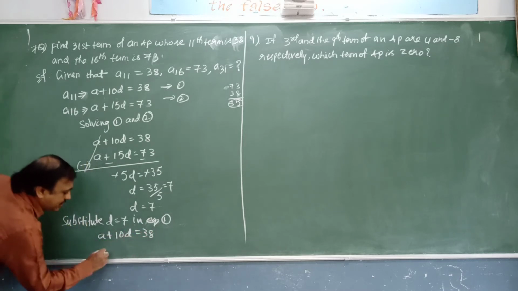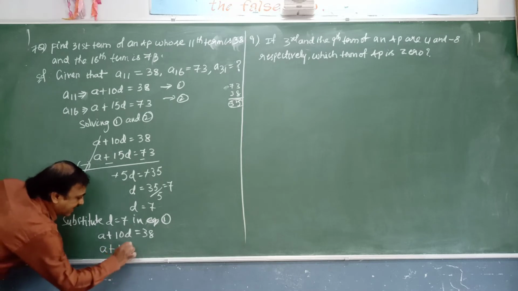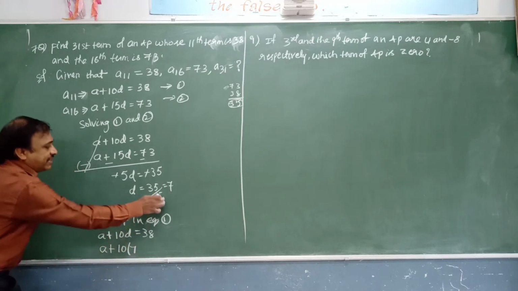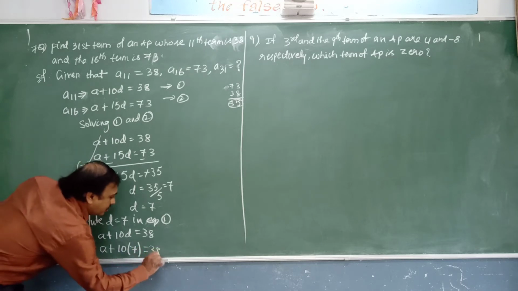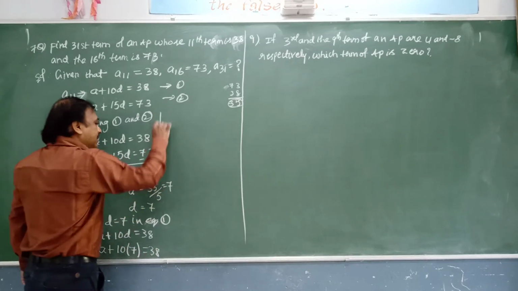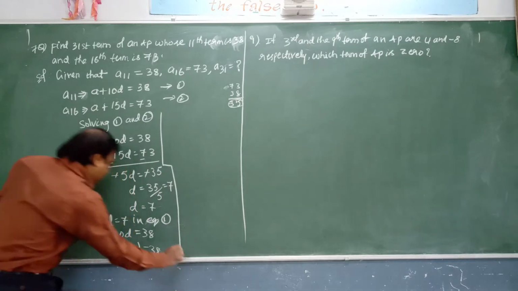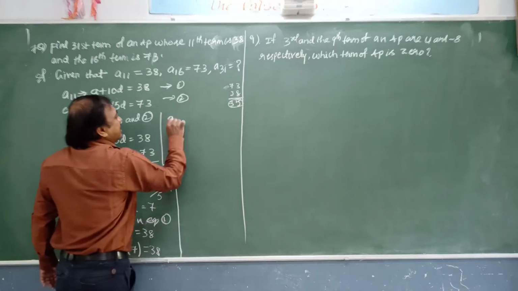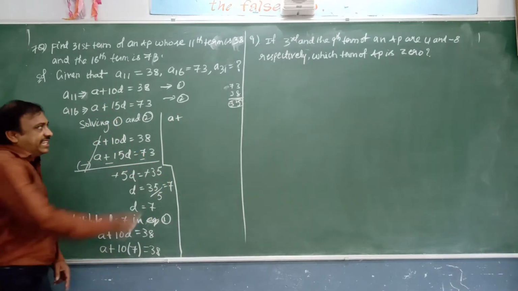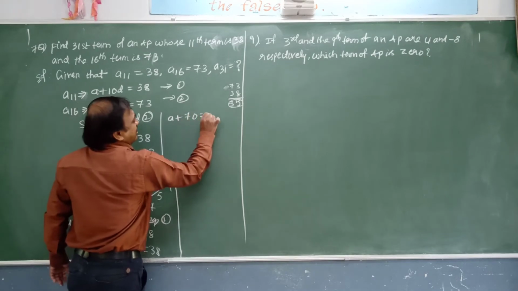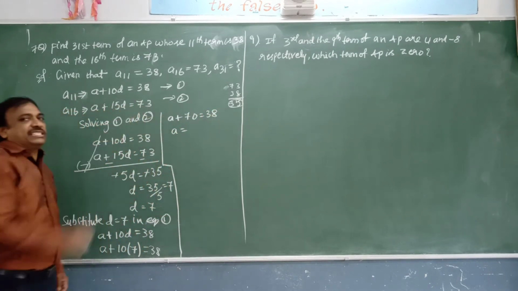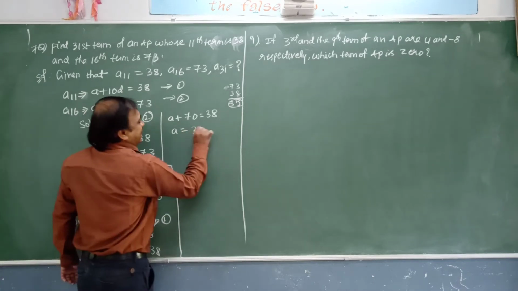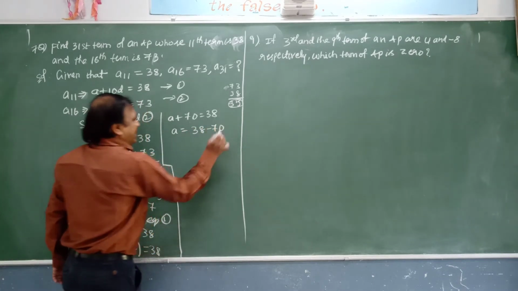In place of D, how much are you writing? A plus 10 into the D value, which is 7. A plus 10 into 7, 70. A plus 70 is equal to 38. Then A is equal to 38 minus 70, transposing plus 70 to that side.